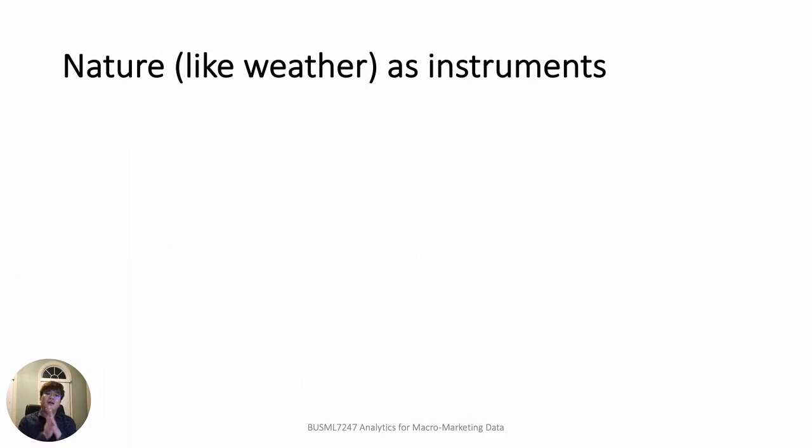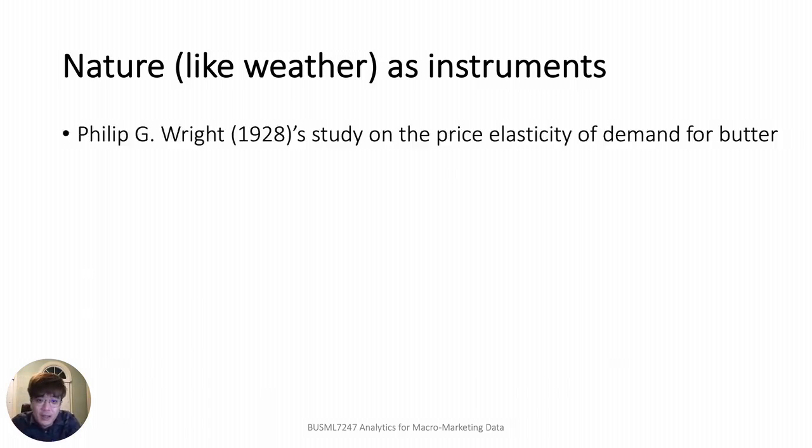Okay, so far, I have explained why endogeneity is critical, and I have introduced how to solve the endogeneity problem with instruments. The solution with instruments sounds very, very nice because we just need to find the proper instrument. Here's an example: Philip Wright's study on the price elasticity of demand for butter. This case is known as the very first application of instruments.